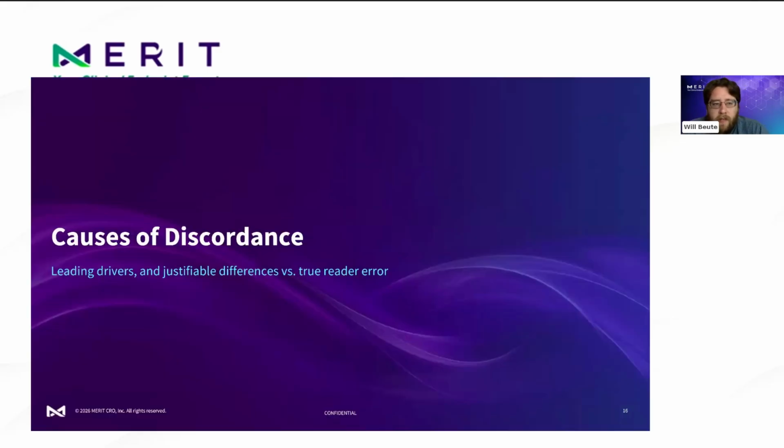So we know disagreement is common, and we know it's mostly a between-reader phenomenon. The next natural question is, what specifically are the readers disagreeing about? Let's look at the leading drivers, and importantly, at how much of this is justifiable difference versus true reader error.